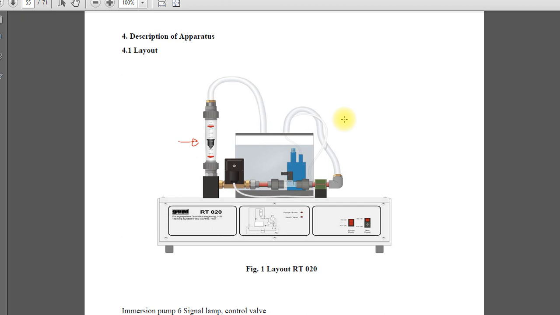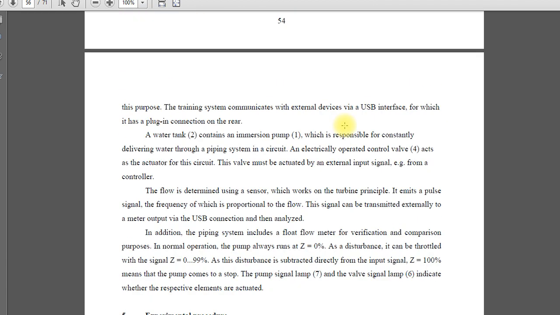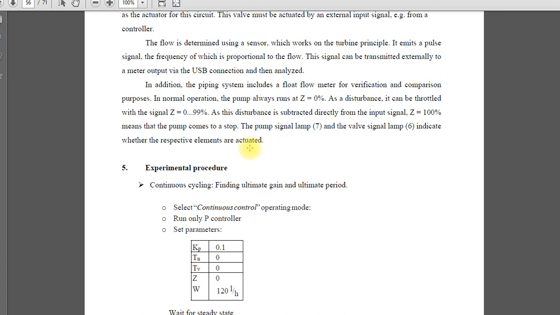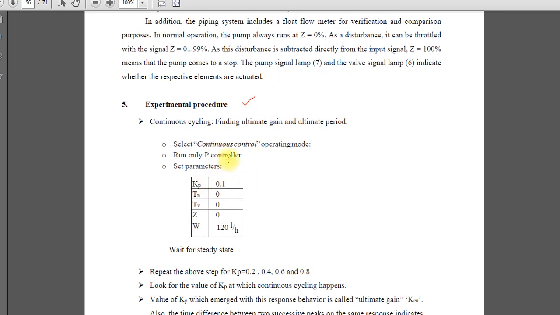For this one, you would use the continuous cycling method to find, first of all, the ultimate gain and ultimate period. How do we move? Let's come to the experimental procedure. Ideally, you start with a small value of Kp or Kc, which you know by the name of proportional gain. This method says that if you start with a small value of Kc, initially with only a P controller, and this is a set point, suppose.